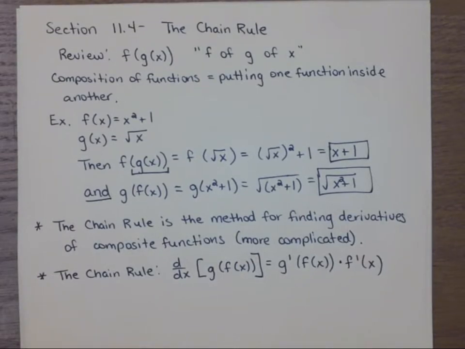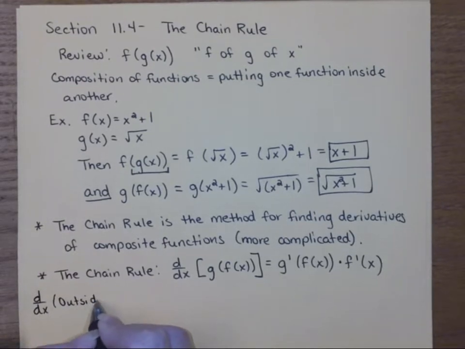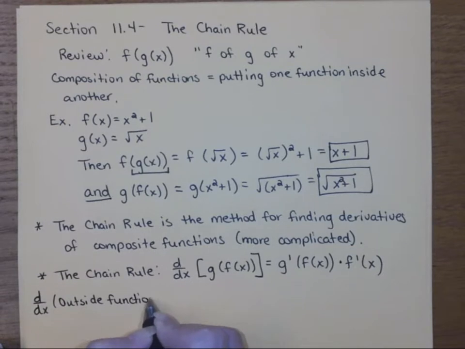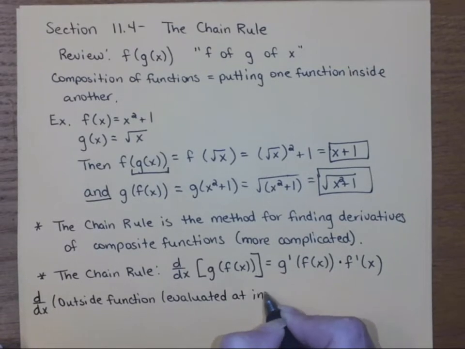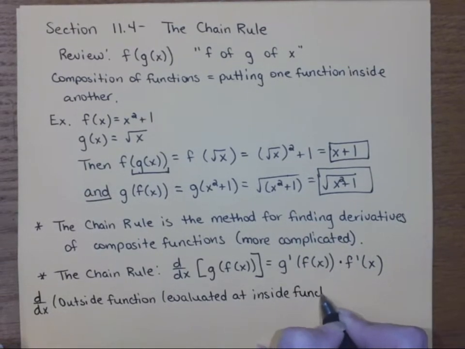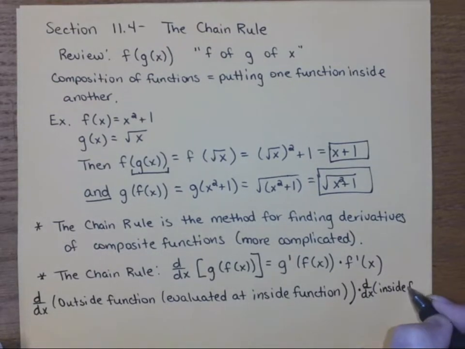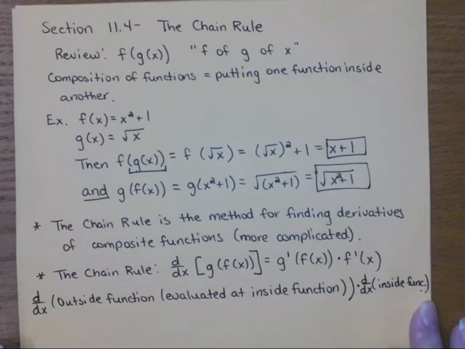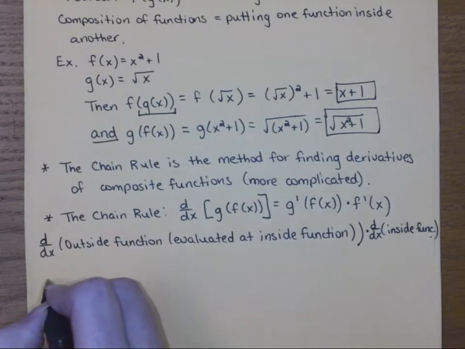Like before, I'm going to rewrite this in everyday words. This is basically what we're doing: the derivative of the outside function evaluated at the inside function. But essentially, for short, we're just going to say it's the derivative of the outside function times the derivative of the inside function. I'm going to abbreviate here so I can fit it on one line. In other words, we're going to do the derivative of the outside times the derivative of the inside. That's essentially what the chain rule is.